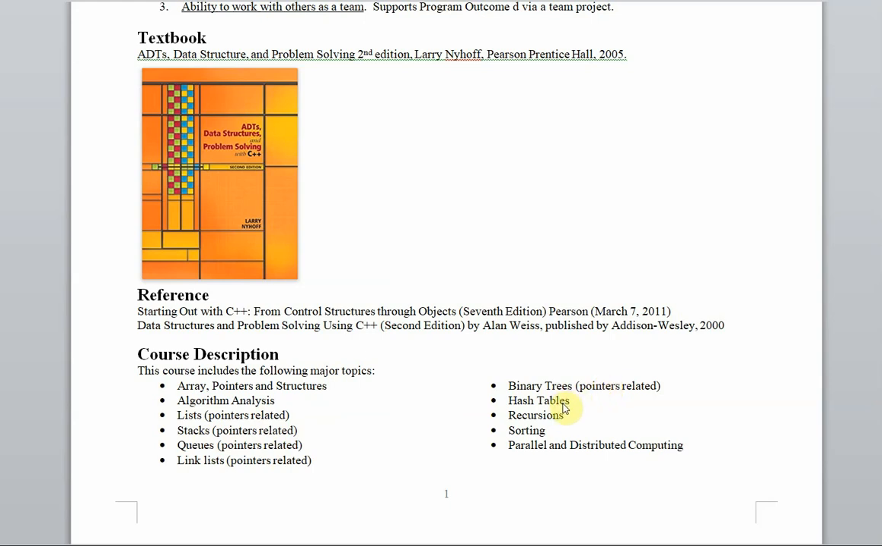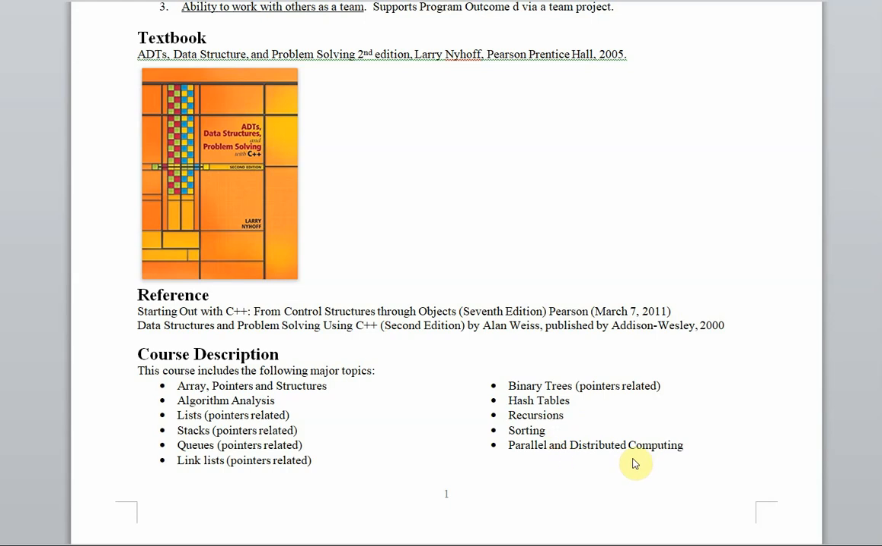After that, we will look into the hash table, which is a perfect linkage, a bridge between this class and the database class. And then we have recursion as well as sorting. Those are the two topics that form a bridge, linking data structures to the algorithm class. So there are many different interesting things that will be discussed in this class. Finally, parallel and distributed computing.